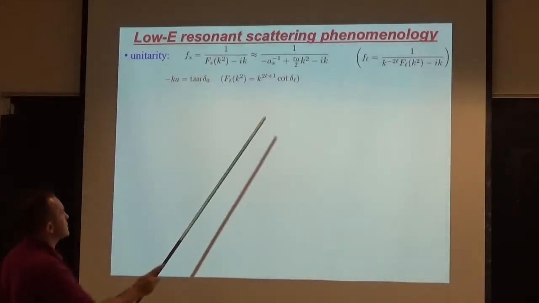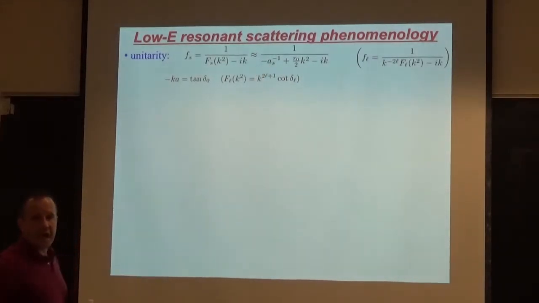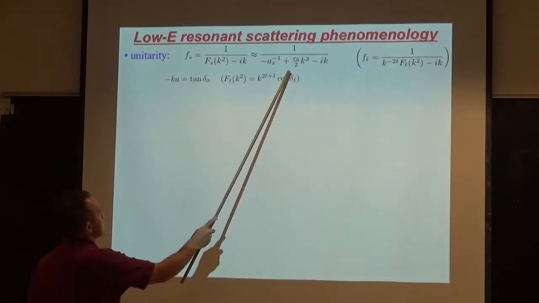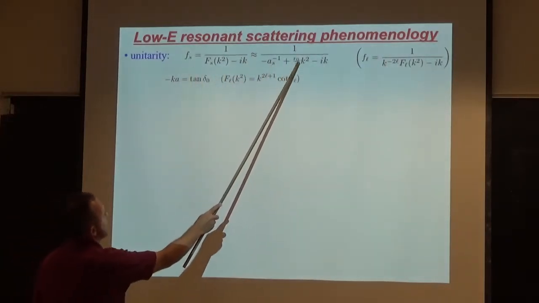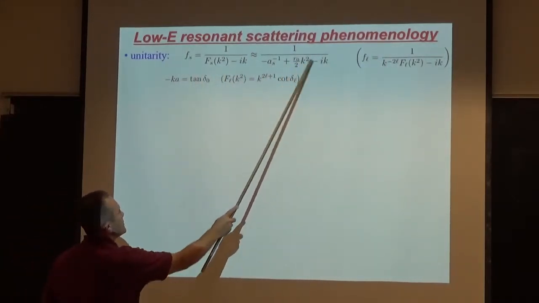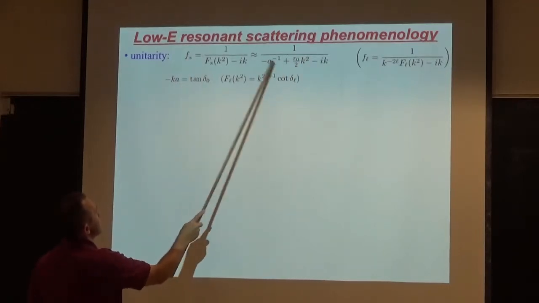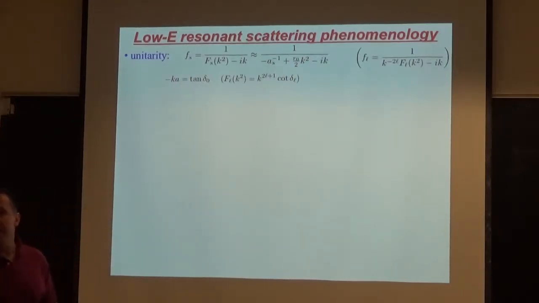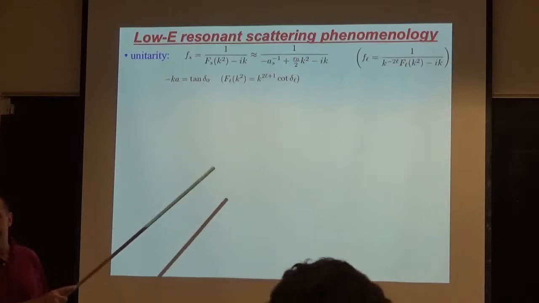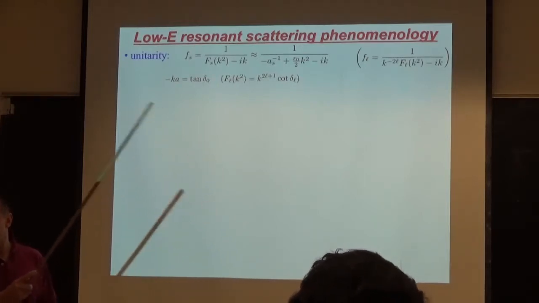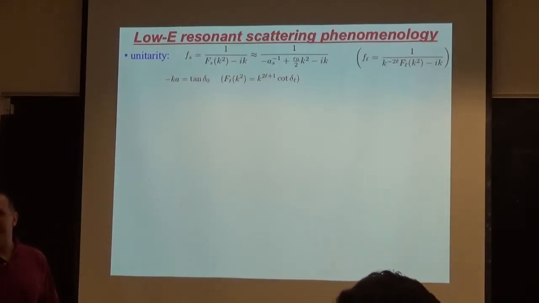So there are two parameters. This one we're going to call the inverse scattering length, as you will see. Why is that? Because if I go to zero energy, k to 0, Fs equals minus a, and that's how the scattering length is defined. Because if I square this and multiply by 4 pi, I get the scattering cross section.